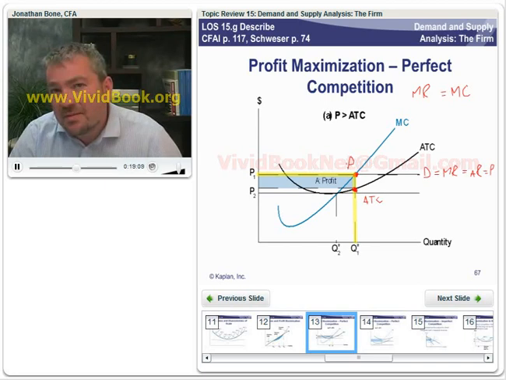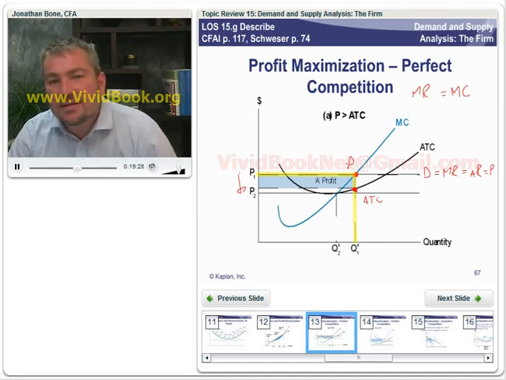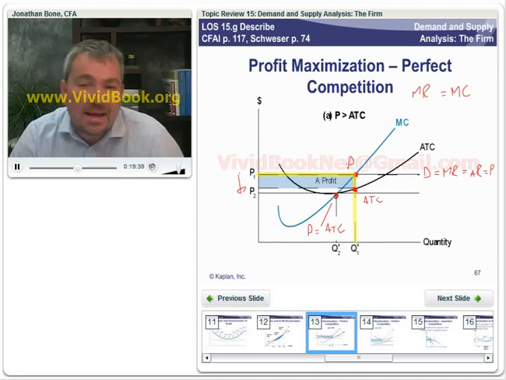But the problem with perfect competition is there are no barriers to entry. So if we generate economic profits, we're going to attract competitors. As we attract competitors, that's going to force market supply up. And as market supply goes up, if market demand is unaffected, down comes price. So price is eventually going to drop until we end up at this point here, where price equals average total cost. In other words, no economic profits are being generated.